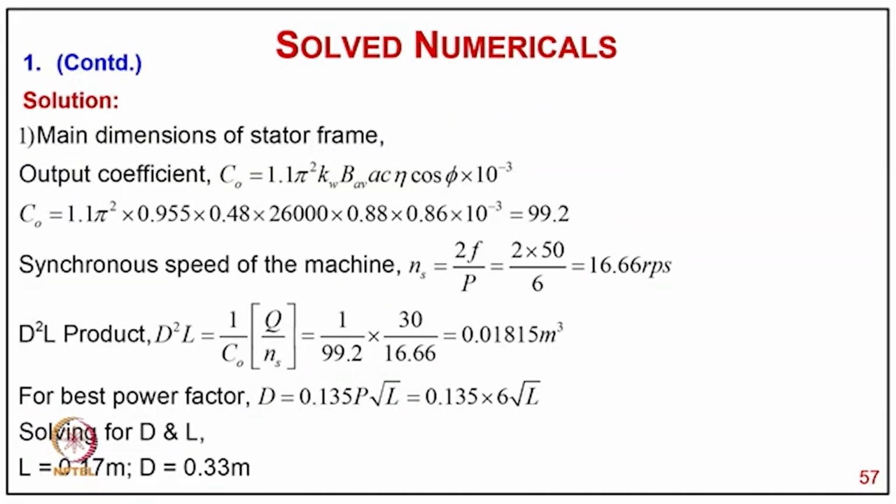Now, coming to the main dimensions of the stator frame, the output coefficient is C0 equal to 11 pi square KW into B average into AC into eta into cos phi into 10 power minus 3. So, after putting the values it comes 99.2, and the synchronous speed of the machine, ns equal to 2 f by p, comes 16.66 RPS. D square L comes 1 upon C0 into Q upon ns, so it comes 0.01815 meter cube, and for best power factor D equal to 1.35 P under root L. Solving these two equations, L comes 0.17 meter and D comes 0.33 meter.